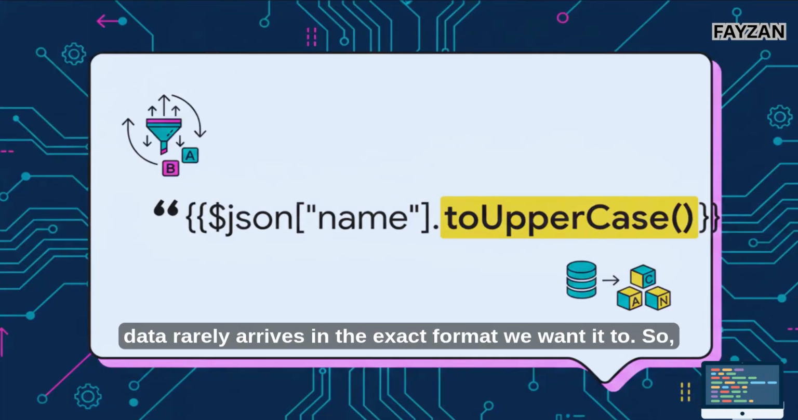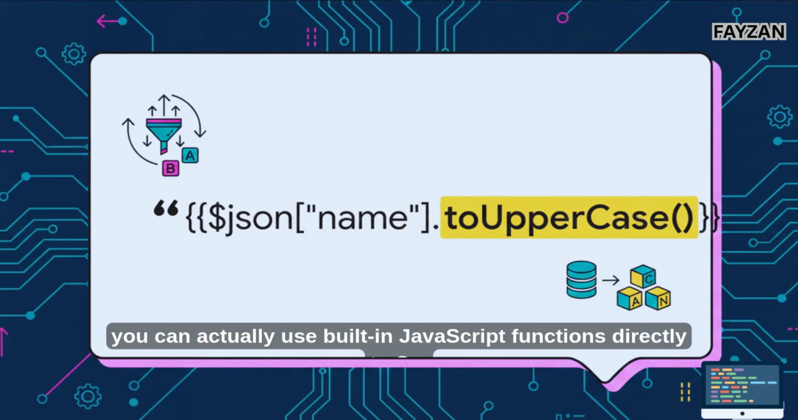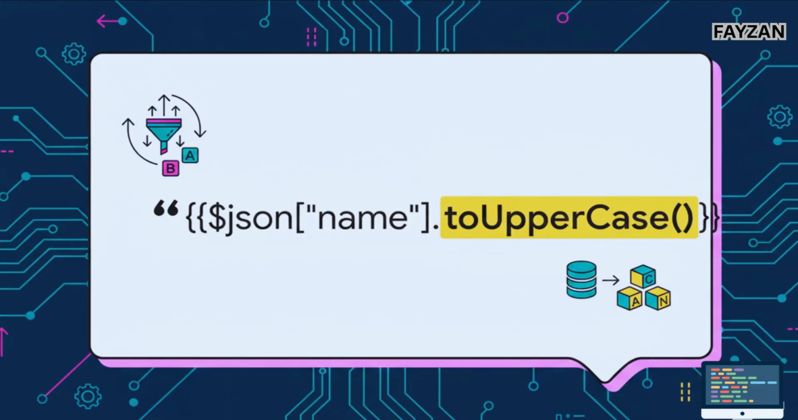But let's be real, data rarely arrives in the exact format we want it to. So, going beyond just simple extraction, you can actually use built-in JavaScript functions directly inside these expressions to dynamically transform your text.